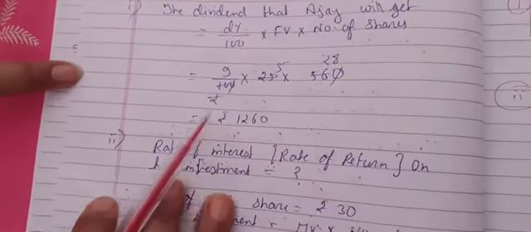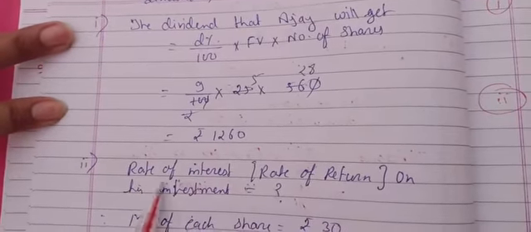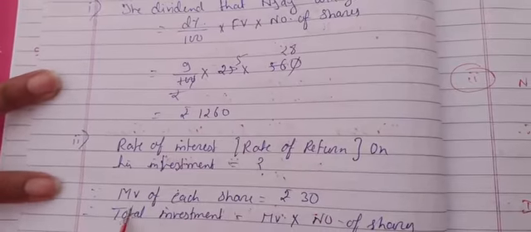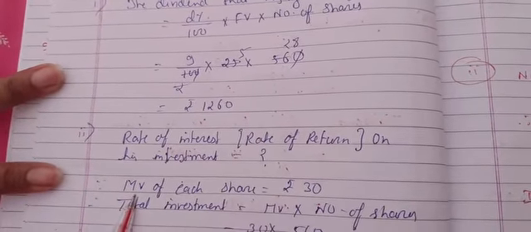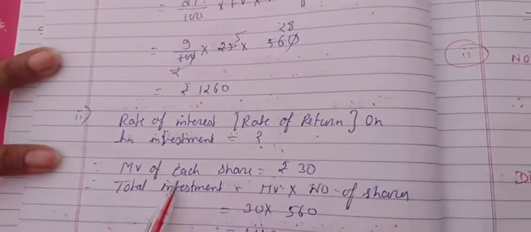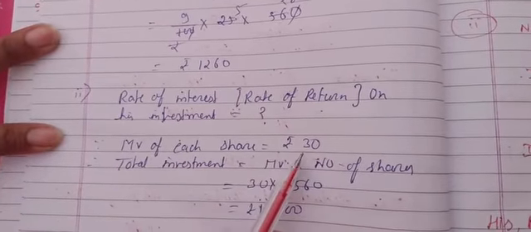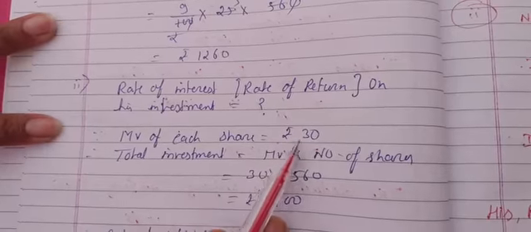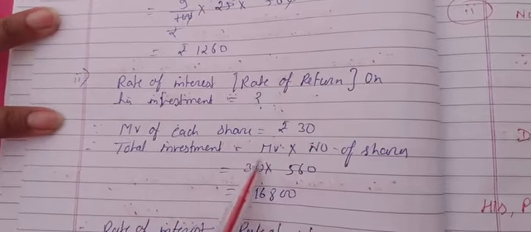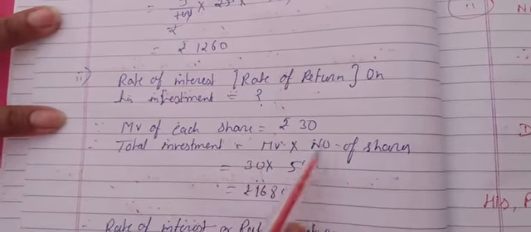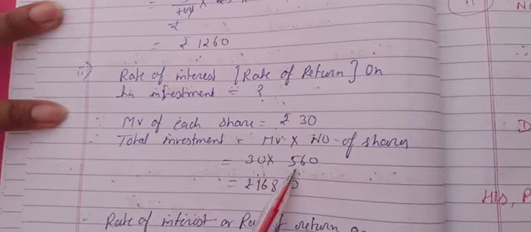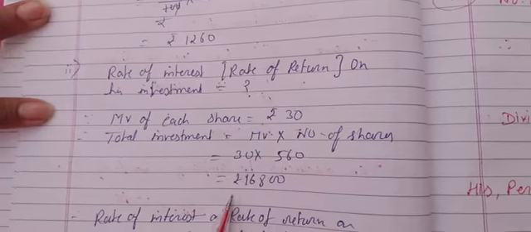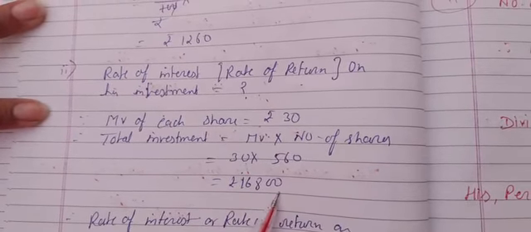Now see the second question, there is a twist. We have to find out what rate of interest, that is rate of return. We use that formula. So first of all, the market value of each share, because Ajay bought these shares at the cost of rupees 30 per share, so that is the market value of each share, rupees 30. So what was the total investment done by Ajay? It is market value into number of shares. So market value of each share is 30 and number of shares is 560. So that is equal to 16,800 rupees. It means that person's total investment is 16,800 rupees.